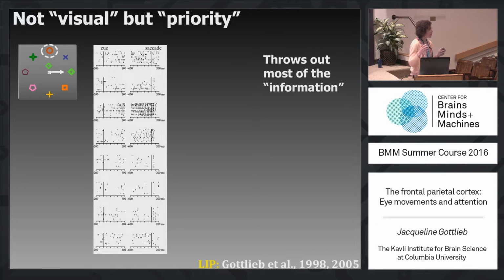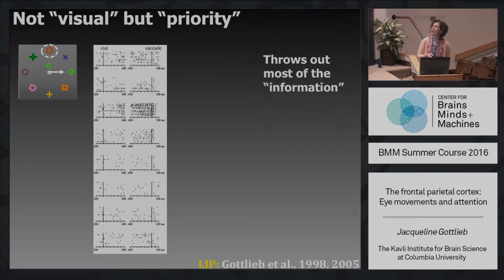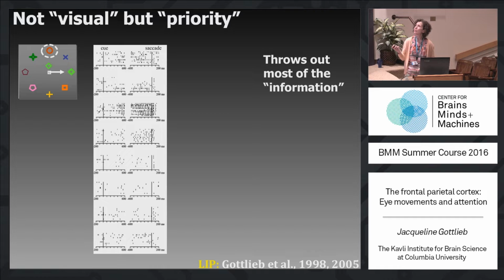So this is a really important feat in that this priority representation in LIP and also in FEF really throws out most of the information. And this is, I think, absolutely vital for our survival, because if we didn't do this, we would be simply overwhelmed and not be able to function. And so there's a magical capability here to pull out whatever is interesting. Okay, so we have selection here. Now also notice that this is a sort of voluntary top-down selection response.